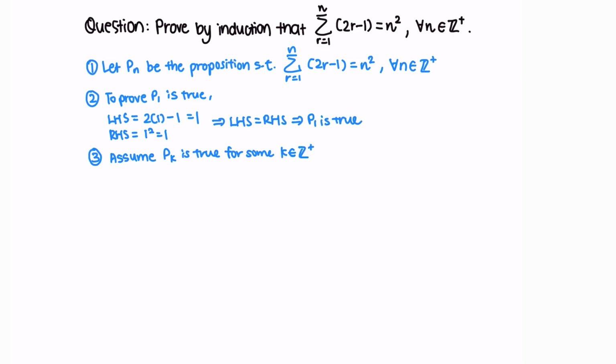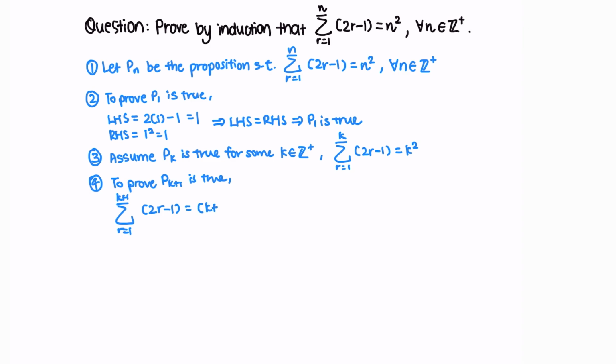For our next step, listen very carefully. We're going to assume Pk is true for some positive integer k, and I want to rewrite this statement in terms of k. For our fourth step, we want to prove that Pk+1 is true. Usually it's not necessary to write this out, but I like to write it out because it makes it a lot easier to see what you're trying to prove. So you're trying to prove that this is equal to (k+1) squared.